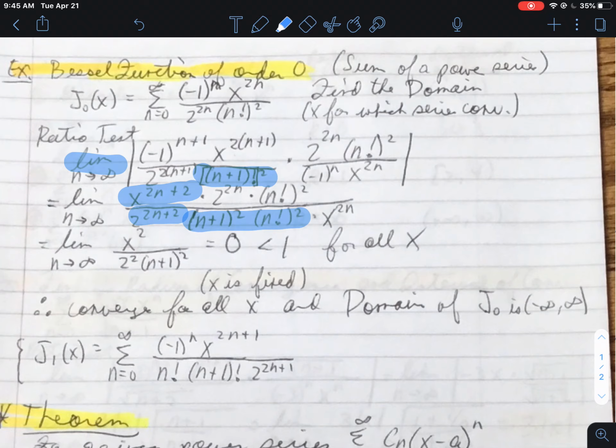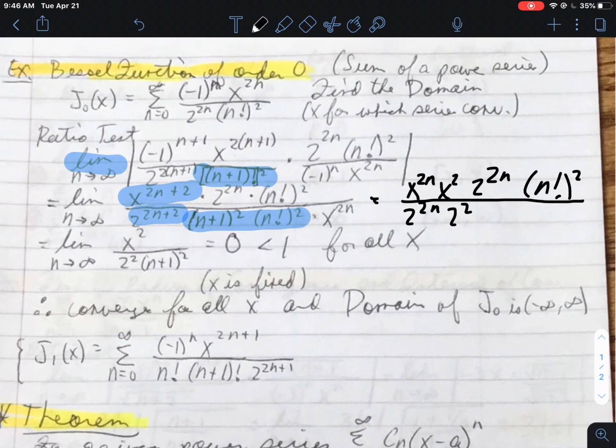Let me maybe write this out. Again, I'm going to leave off the limit just so I have room over here to write this. Because I think maybe if I write this in more detail as far as how I got from this to what's below it. So x to the 2n plus 2 is x to the 2n times x squared. And then we've got the 2 to the 2n. And we've got the n factorial squared. In the denominator, I've got 2 raised to the 2n plus 2. So that is, again, 2 to the 2n times 2 squared, right?